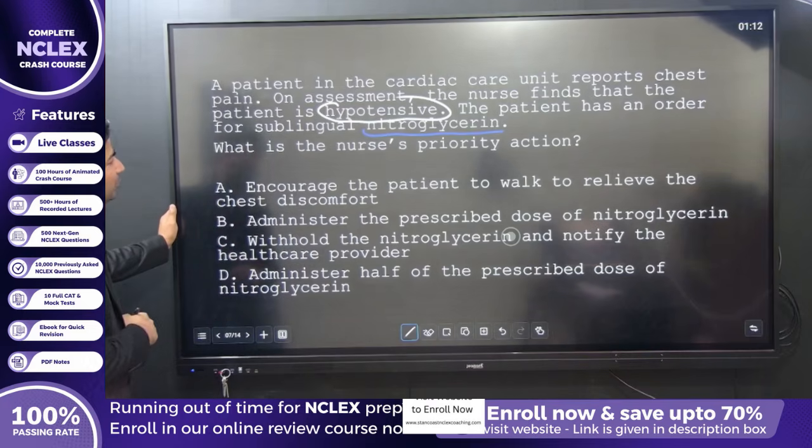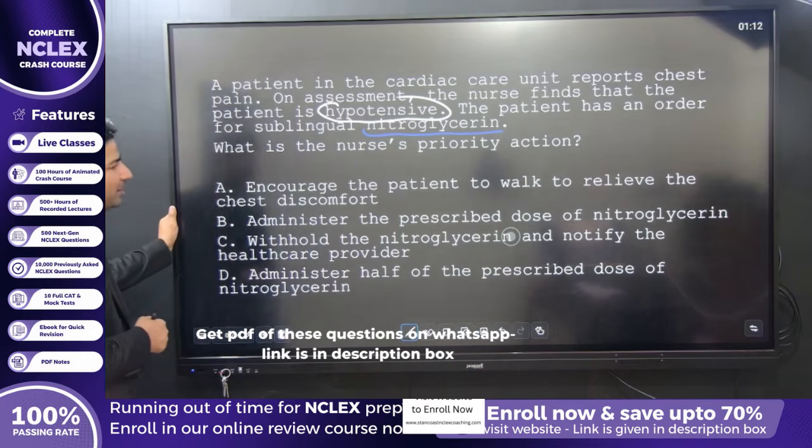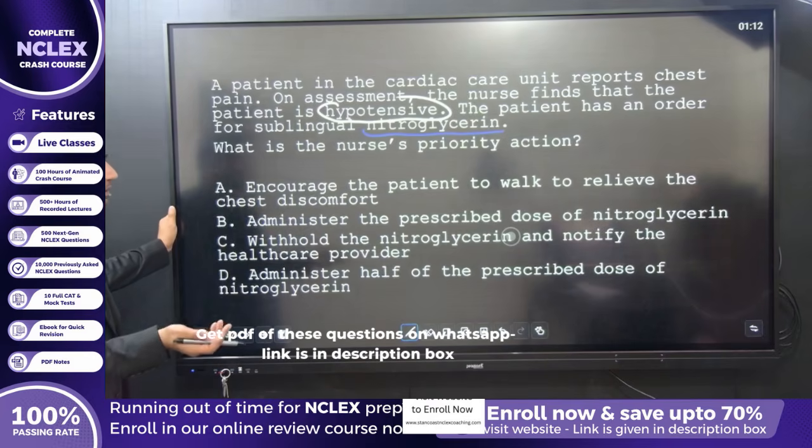Encourage the patient to walk to relieve the chest discomfort. If we tell the patient to walk more in such a condition, the oxygen demand will increase, which will harm the patient even more. So we'll eliminate this.